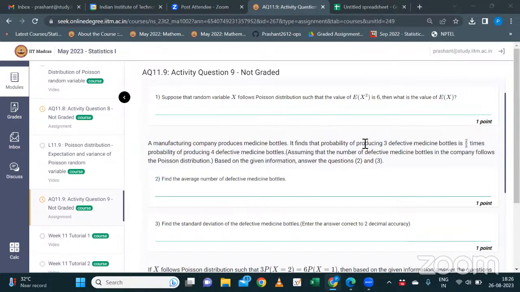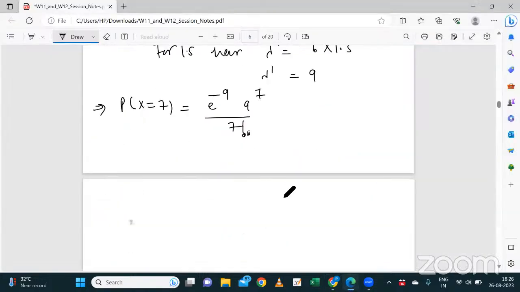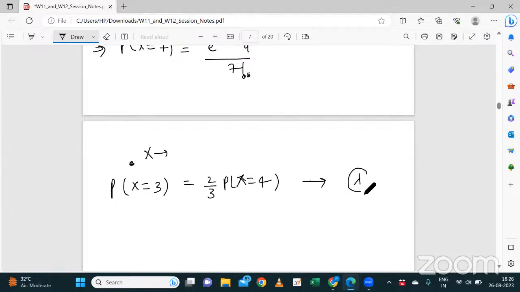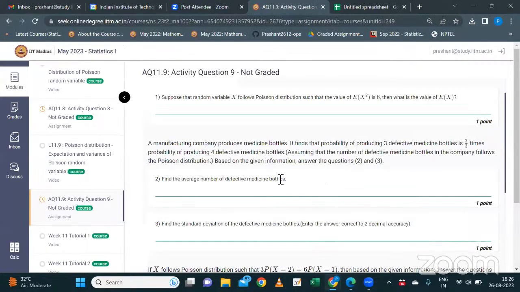Yeah, sure. So the probability of producing 3 defective medicine bottles: suppose I'm denoting X as the number of defective bottles produced in that company. So the probability X equal to 3 is equal to 2/3 times the probability of X equal to 4. By using this equation, we have to find the value of lambda. If I'm able to find the value of lambda, that is the expected value, which is the average. And by the square root of lambda, we will find the standard deviation.